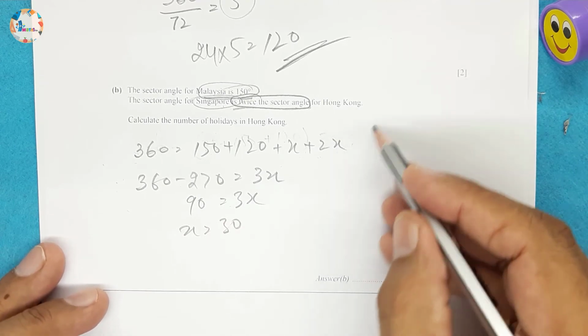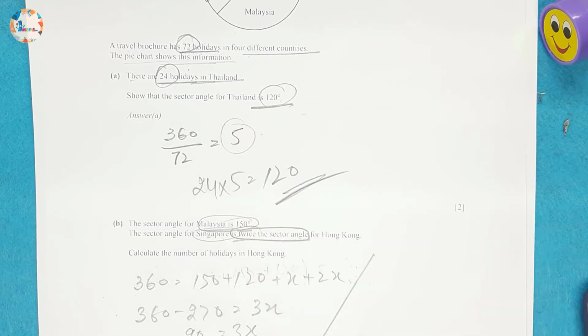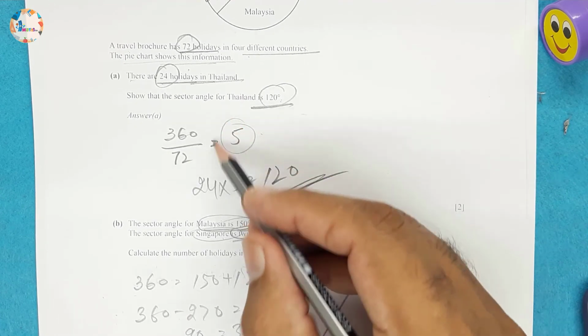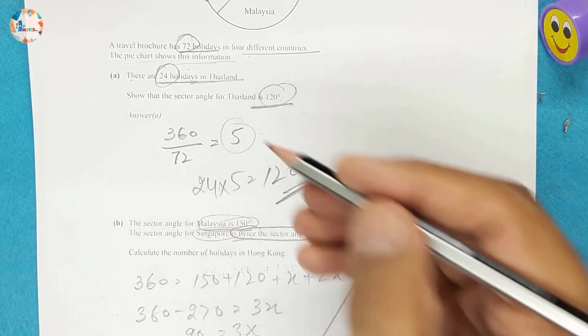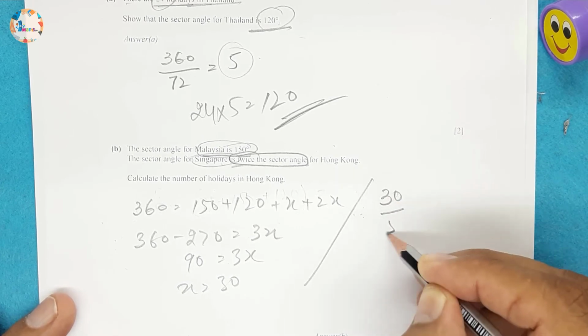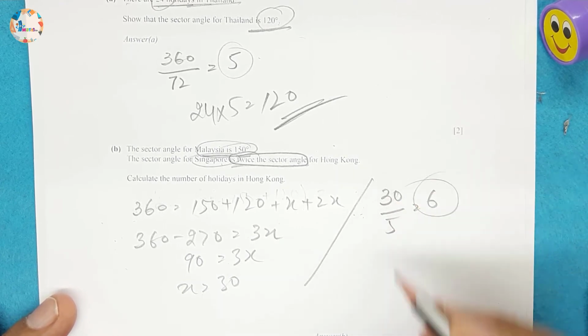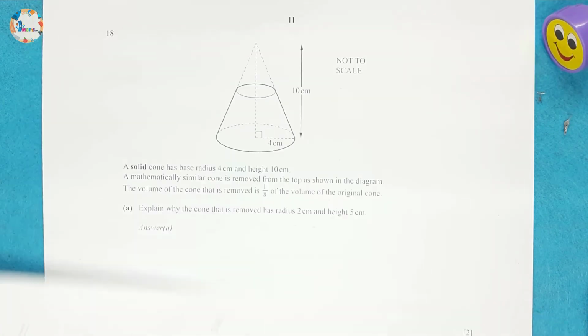So x is equal to 30 degrees we got, and we know that for each holiday we will be dividing 360 by 72 and getting 5. So we will divide this 30 by 5 and we will get 6 holidays, and this will be our answer as 6 holidays. Hopefully you understood this.